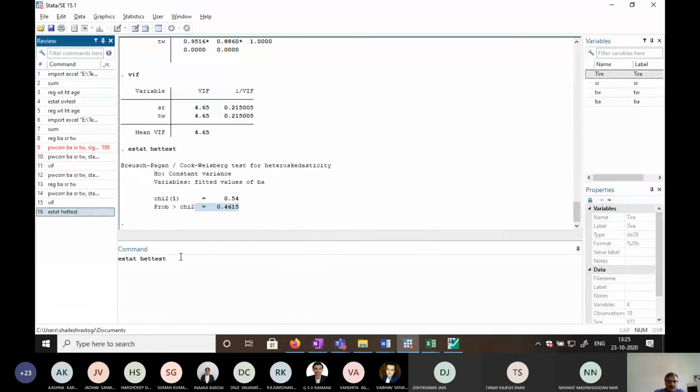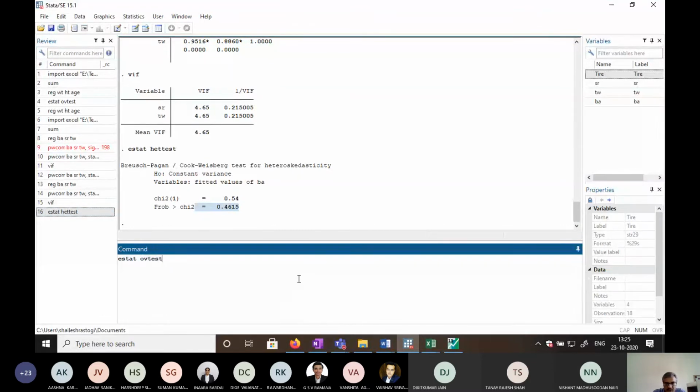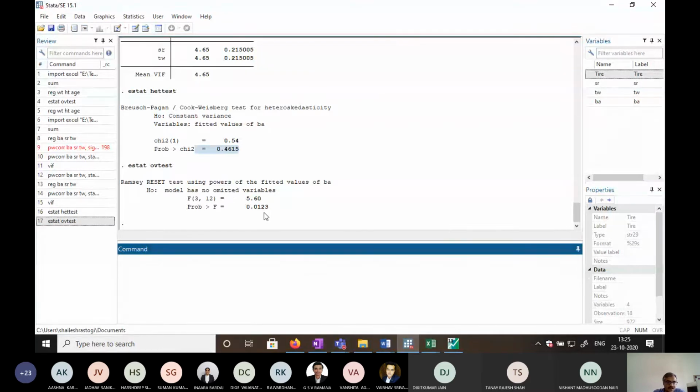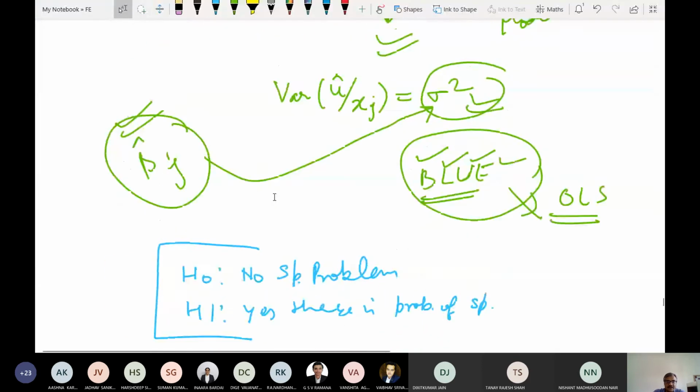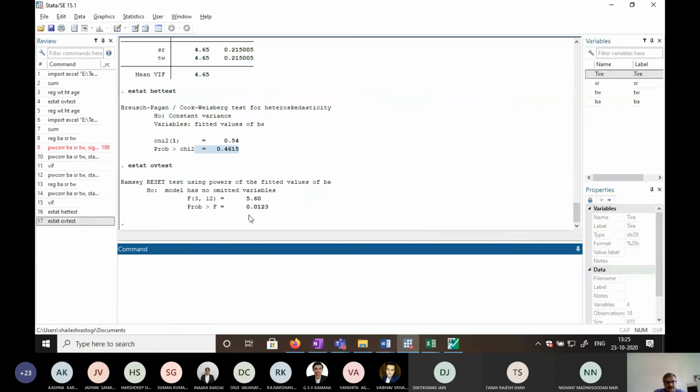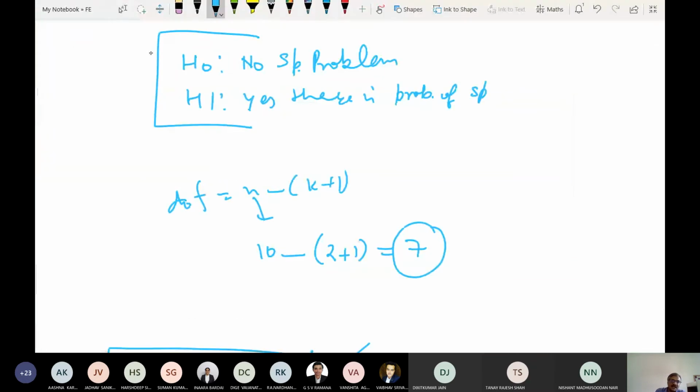Then again, I need to test for specification, the RESET test. The RESET test is significant, so there is some problem of specification. As I have just talked about, there is a problem of multicollinearity, and that is reflected in the RESET test. We look at the p-value against 0.05. For the RESET test, the null is no specification problem. The p-value of the RESET test is 0.012, which is less than 0.05, so the null is to be rejected. I can't accept no specification problem; rather, I have to say yes, there is some problem of specification. As we have seen, there is a problem of multicollinearity, but this is not foolproof. It may sometimes give you the signal, it may sometimes not. So everything individually needs to be tested. It's not that you get the RESET test and know there is a problem of heteroscedasticity, autocorrelation or specification.